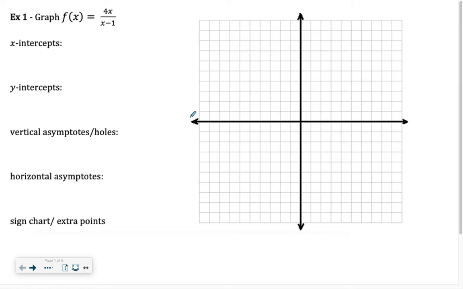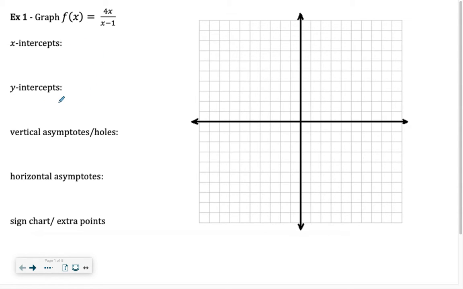3.6 part 2, we are just going to put everything together that we did in the first lesson to graph rational functions. So we're just going to go through a few examples. The first one, we're going to graph 4x over x minus 1. Now what we want to start with are the x and y intercepts.